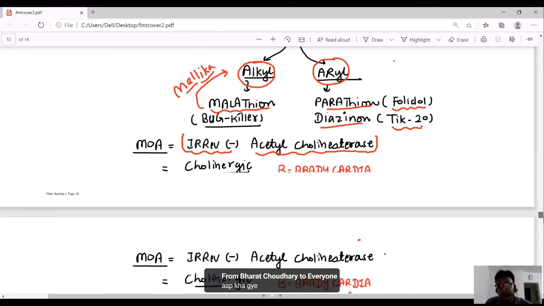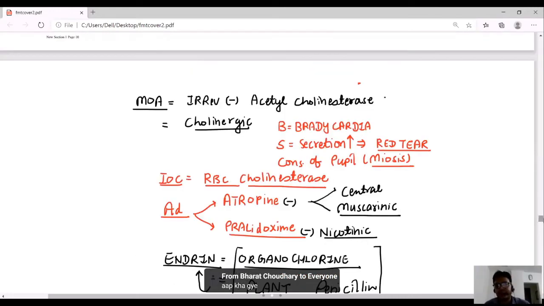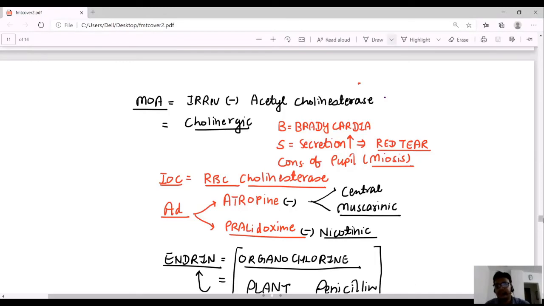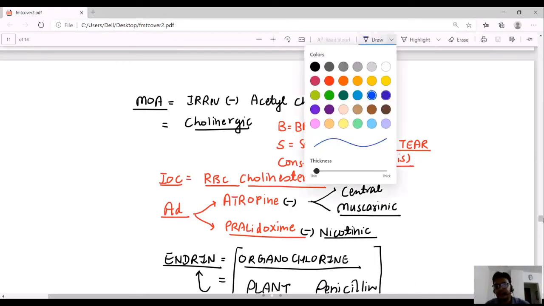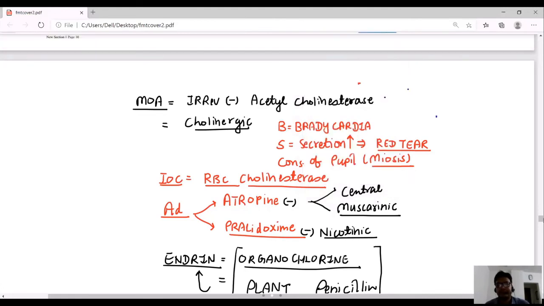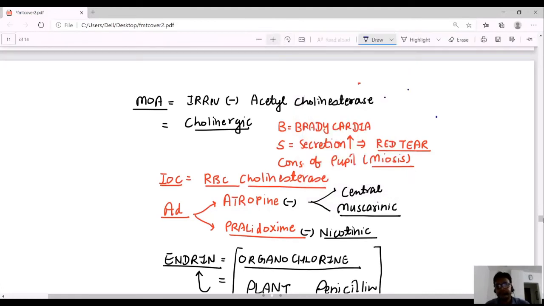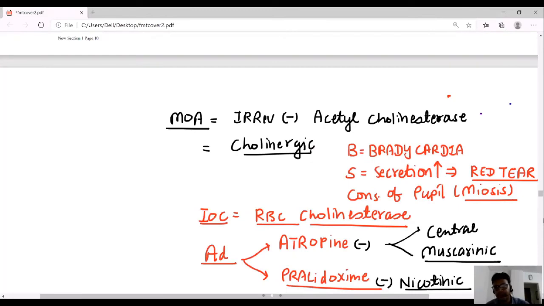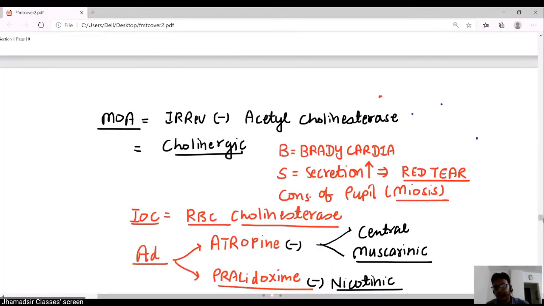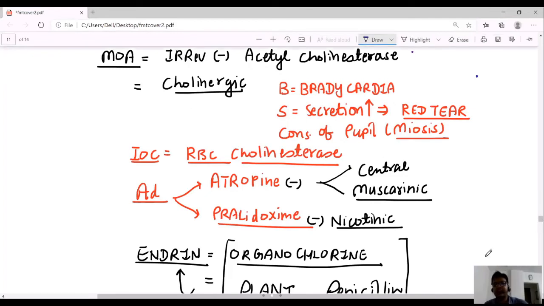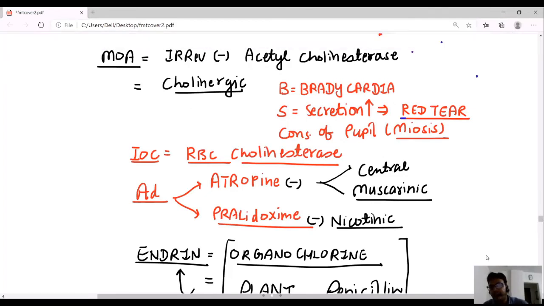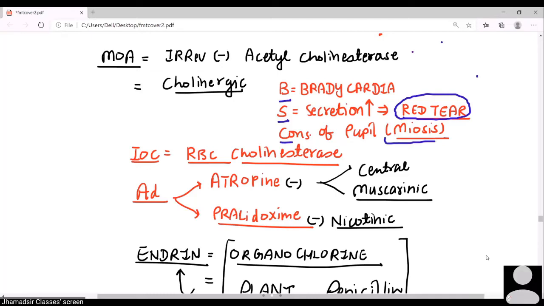Kerosene like smell is seen. It irreversibly inhibits acetylcholinesterase. Done. The symptoms are B for bradycardia. S for secretions are increased, and because secretions are increased, we have a red tear. Your tear becomes red. And C for constriction of pupil, known as miosis. These are cholinergic effects.